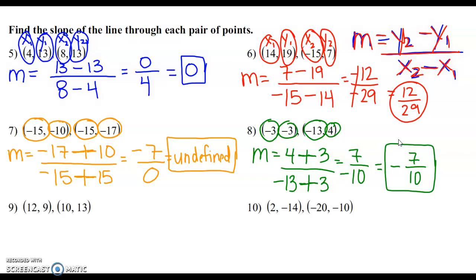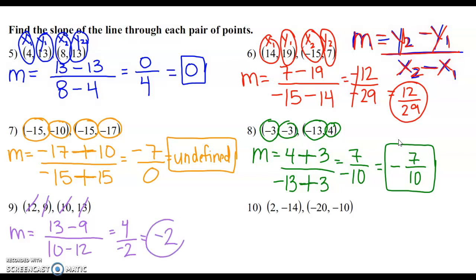Number 9, we would go slope equals. We have 13 minus 9, which is 4, over 10 minus 12, which is negative 2. So our fraction is 4 over negative 2, and simplest form is negative 2.